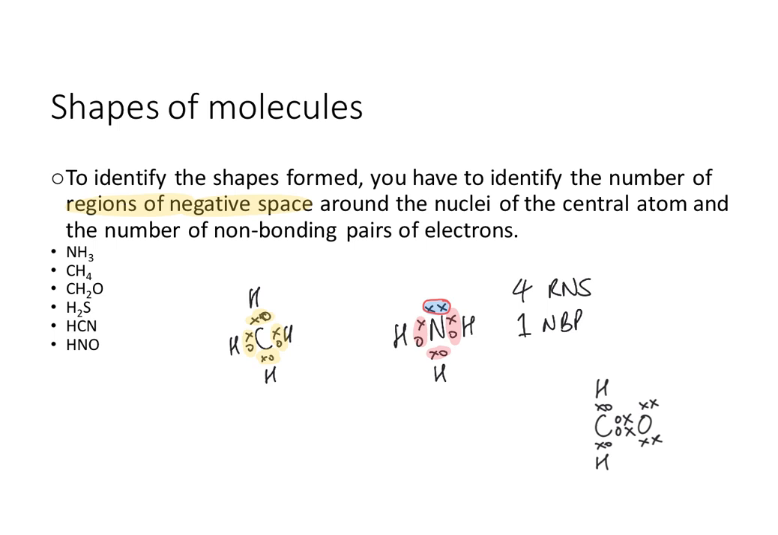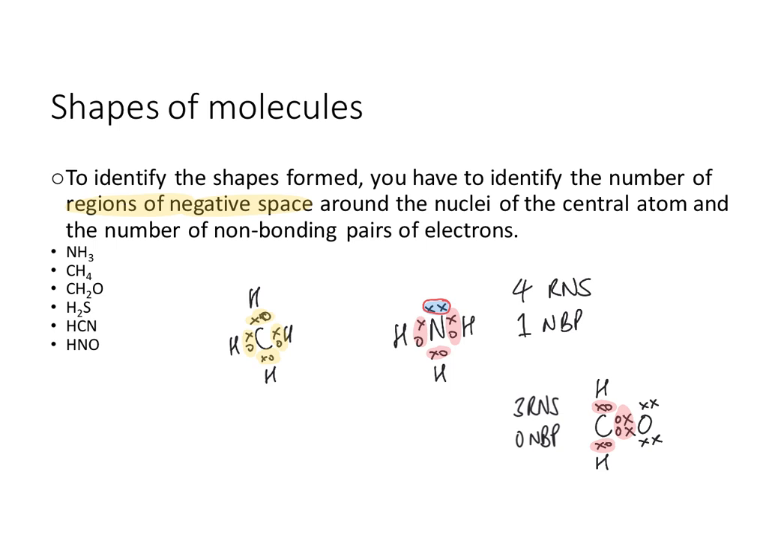How many regions of negative space do I have here around the central atom? For this one, we're going to call the carbon the central atom because it's connected to the other elements. 1 region of negative space, 2 regions, 3 regions. That double bond counts as 1 region of negative space because those electrons are all going to be clustered around the carbon and the oxygen atom. Therefore there are 3 regions of negative space and 0 non-bonding pairs.